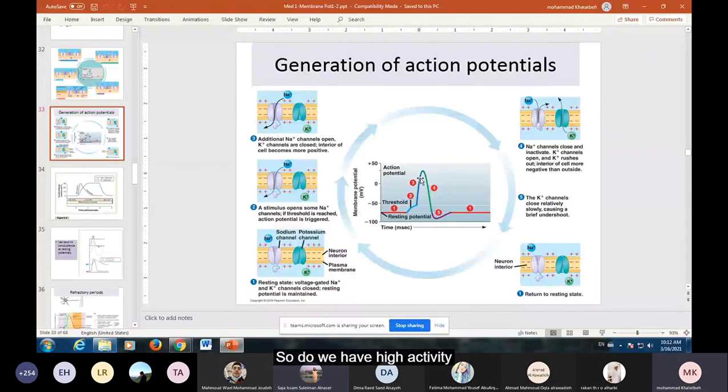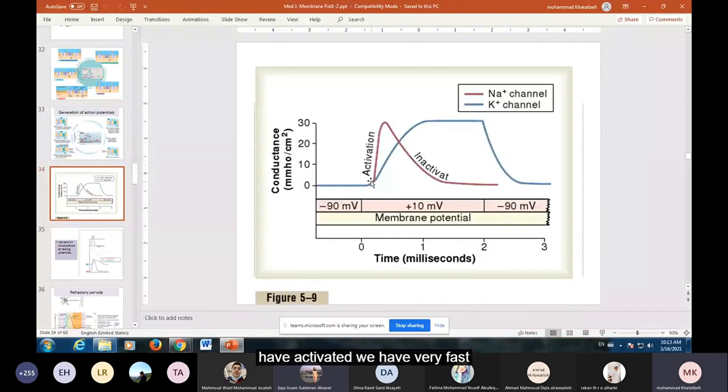In that firing stage, we have no role for calcium, only sodium. We have high activity for the sodium channel. Actually, that is seen here. Once you have reached the threshold, at that point we have very fast activation of sodium channels. You are also starting to activate potassium channels.